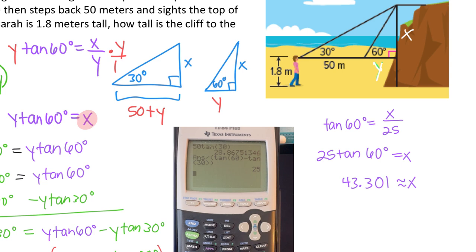43.301 yada yada plus 1.8, you get about 45. So you say plus 1.8. Okay, so the height of the cliff is going to be approximately 45 meters.